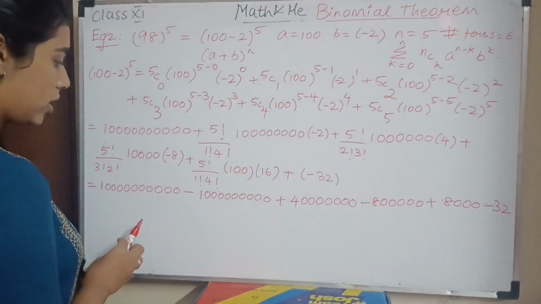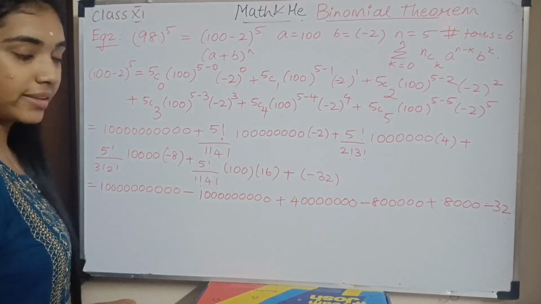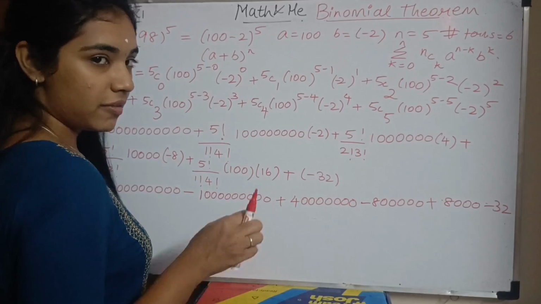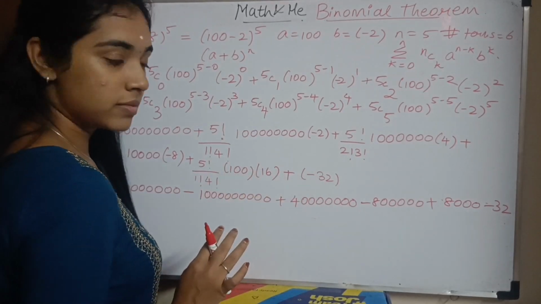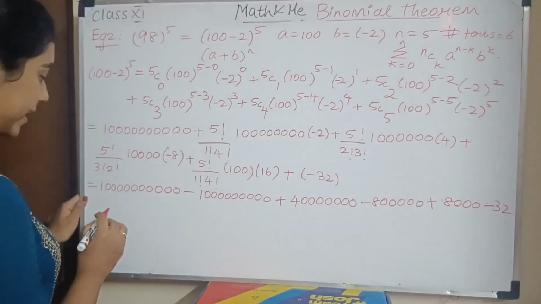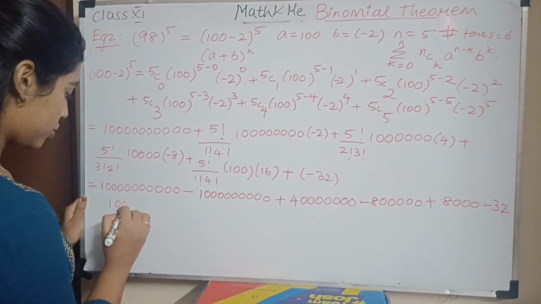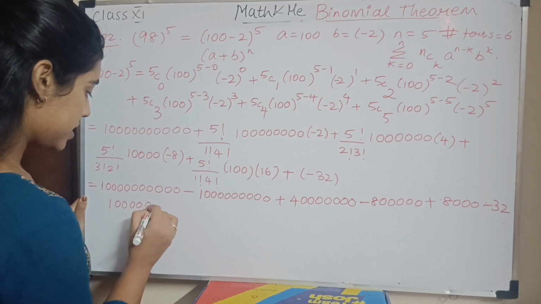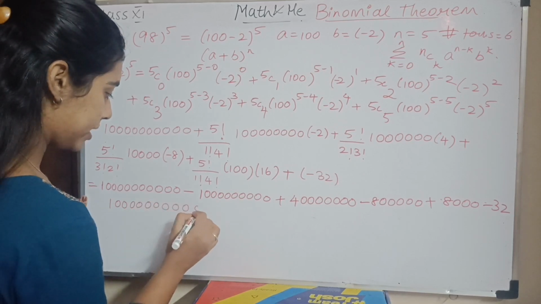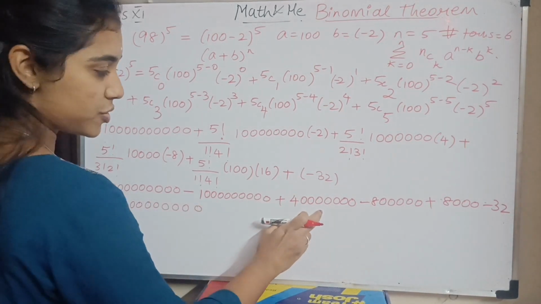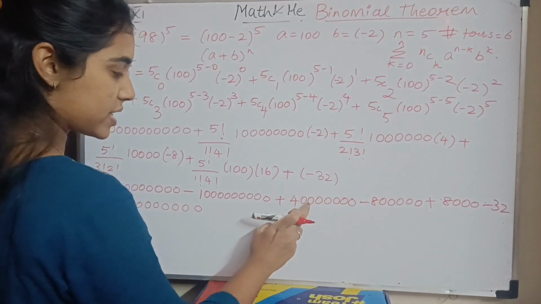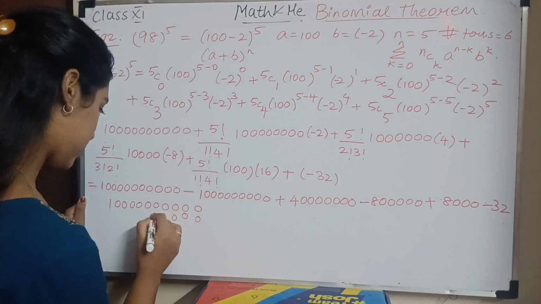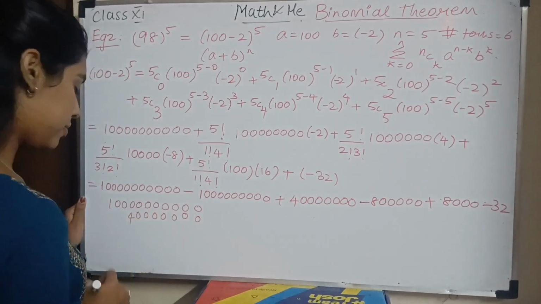So how do you solve this? You consolidate all the positive terms and add them. Then you take all the negative terms and you add them. Finally, subtract both the terms. Okay? So what do we get? I have 1, 2, 3, 4, 5, 6, 7, 8, 9, 10. 10 zeros. Plus this term. So I have 1, 2, 3, 4, 5, 6, 7 zeros and a 4.